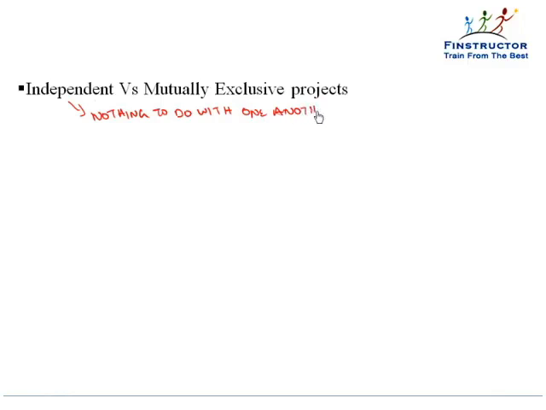Mutually exclusive projects, on the other hand, can be taken only one at a time. So if two projects are mutually exclusive, then both of them cannot be taken together. So let's say I have a piece of land. I can either start a fashion store or I can start a pharmacy. I can't do both because it's just one plot of land.